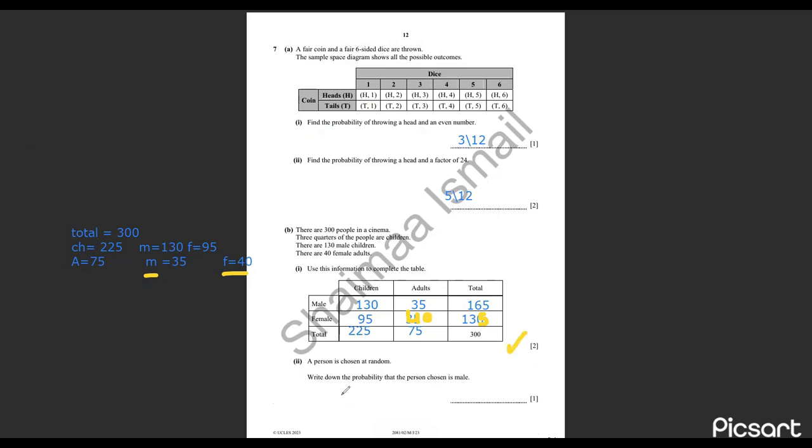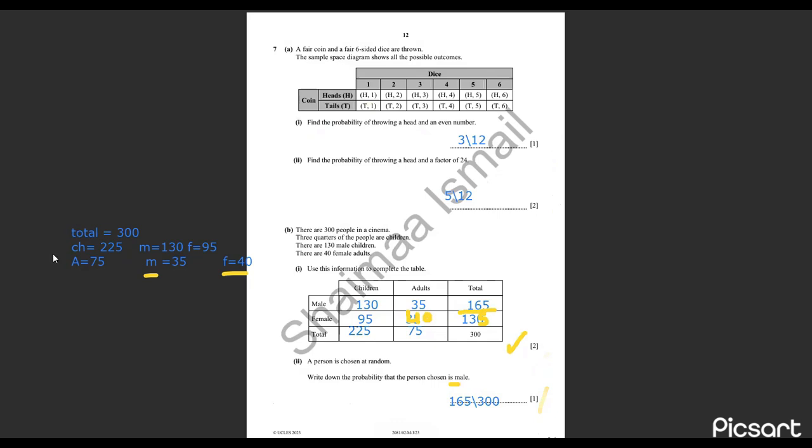Okay, write down the probability that the person chosen is male. So we have a total of males, 165, over the total, which is 300. So we take 165 over 300, and that's clear. Before we leave any page, make sure you solve all the questions inside it, at least with your eyes.